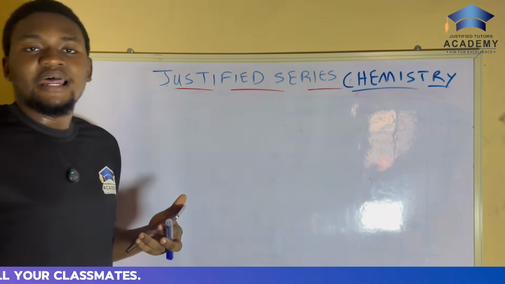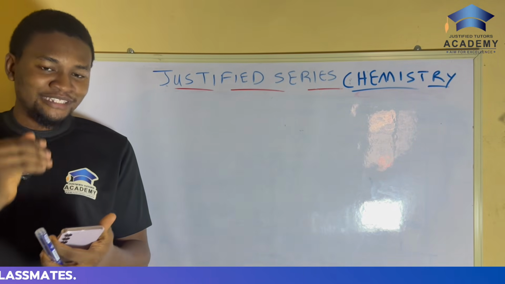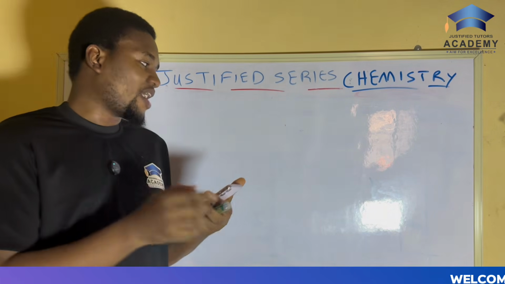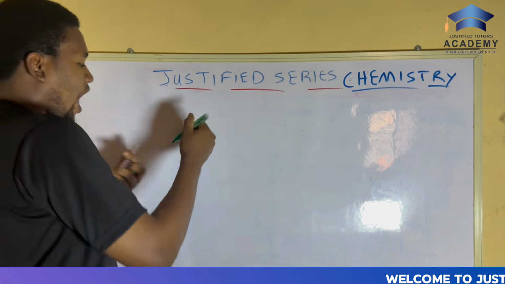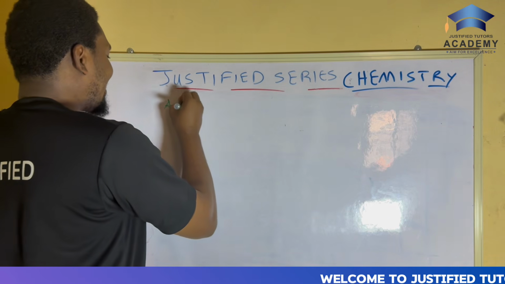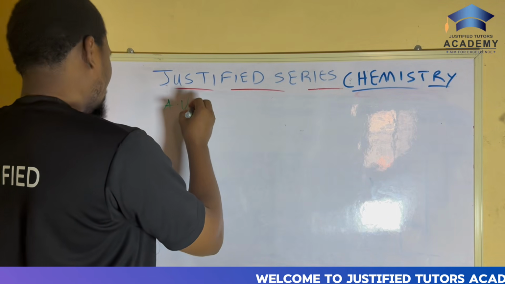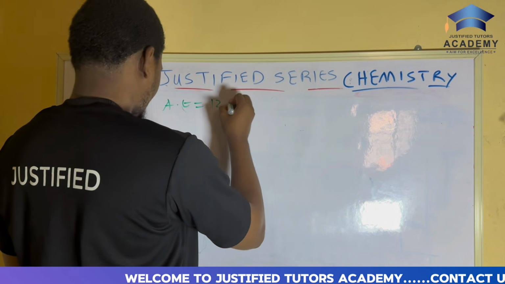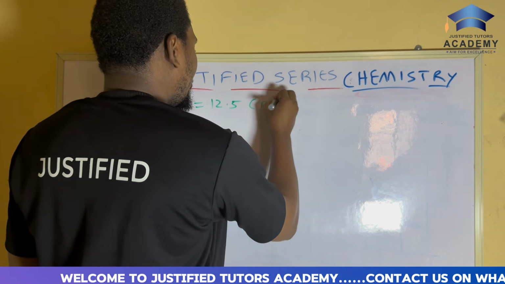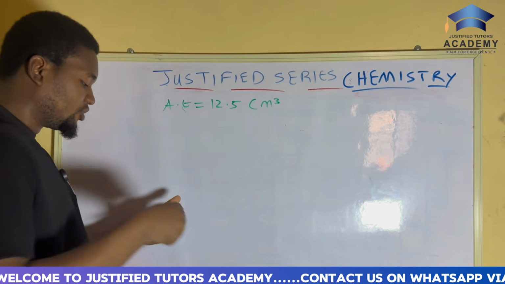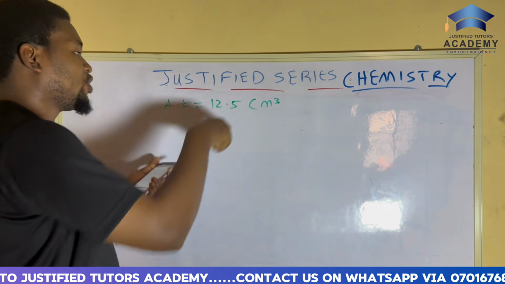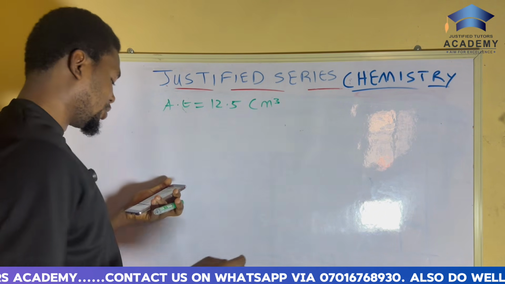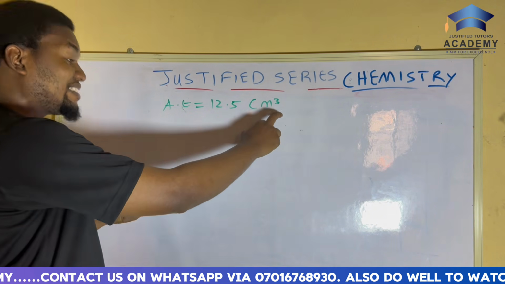So now let's move back again to the table, because I want to teach you guys something very interesting. All right, follow me carefully. We now know our average titer value to be 12.5 centimeter cube. Now you might be wondering, why is it centimeter cube? It's because of the reading. The burette reading is always measured in centimeter cube. So that is the average titer value.